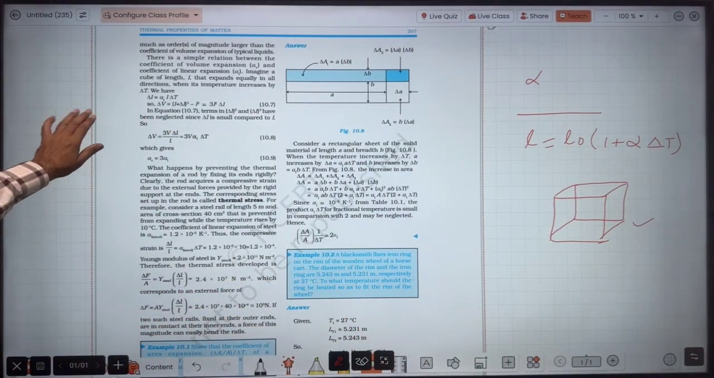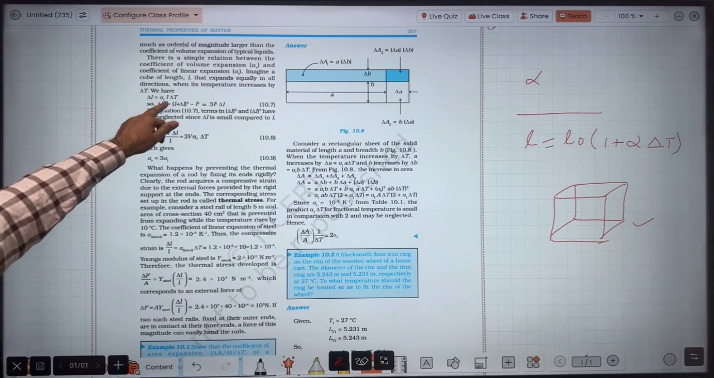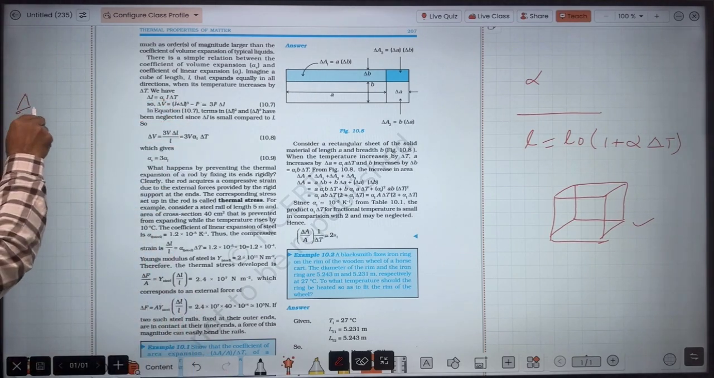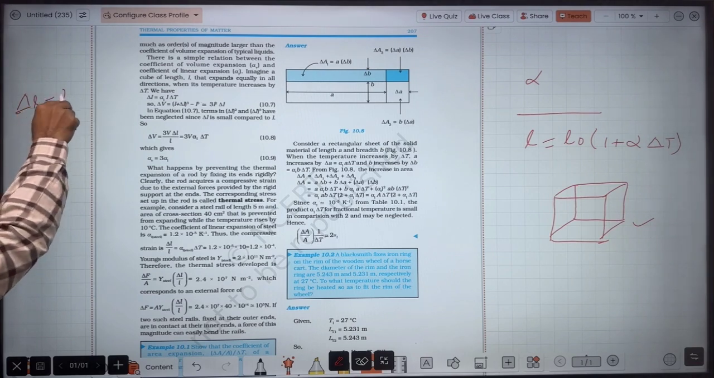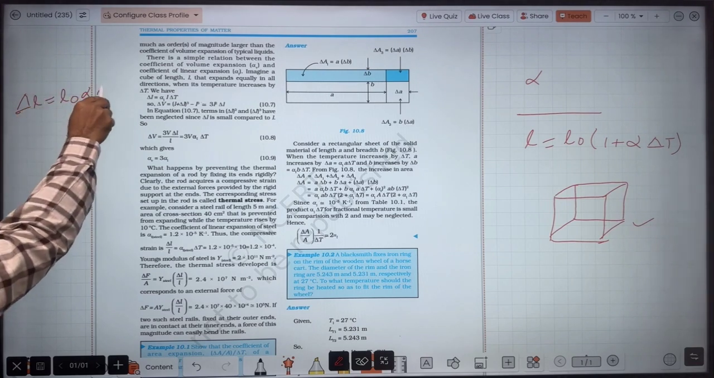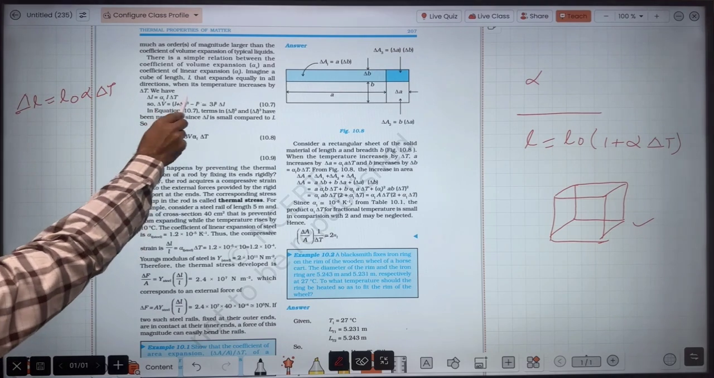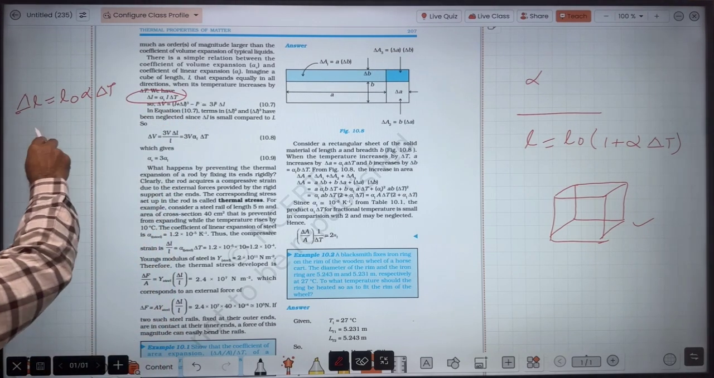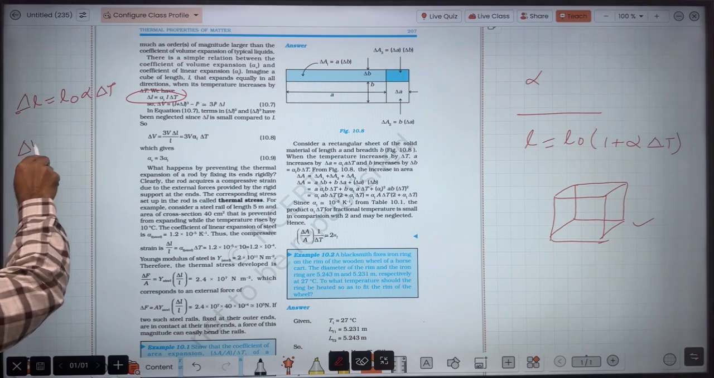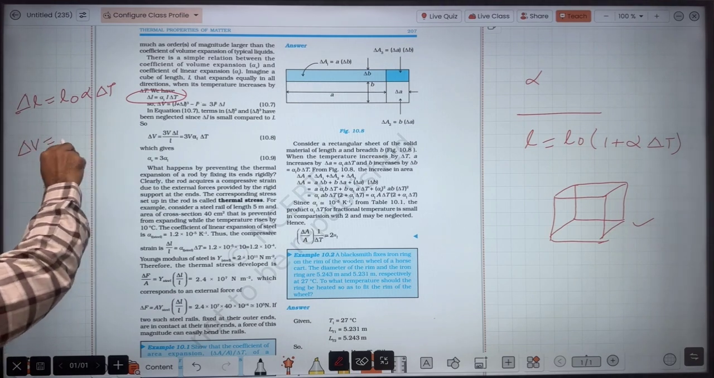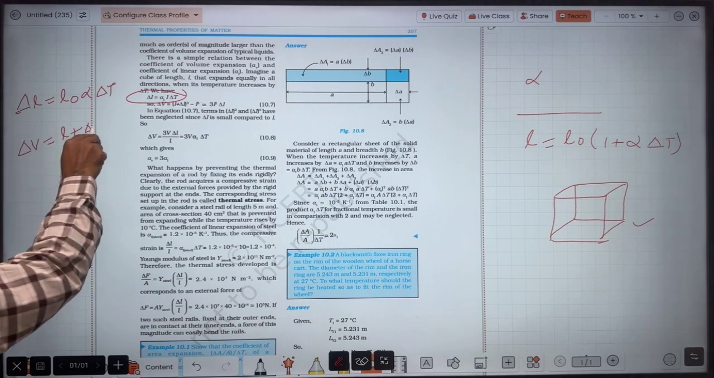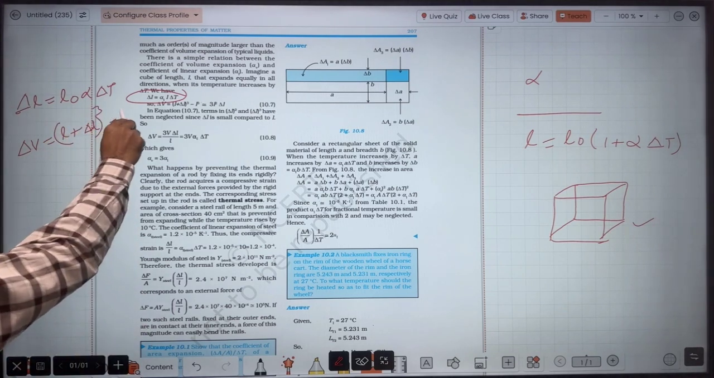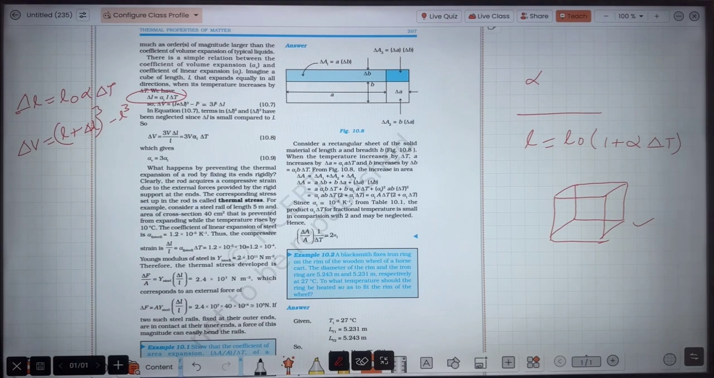The first thing they have written is delta L equal to alpha L delta T. That relation, if you remember, delta L equal to L0 alpha delta T, is what we generally use. The same thing is written here. Then in case of volume, delta V means suppose the size changes by delta L, so L plus delta L whole cube minus the original volume L cube.